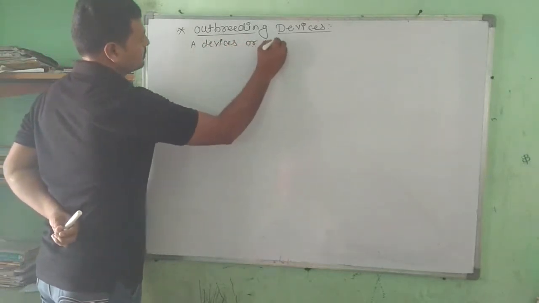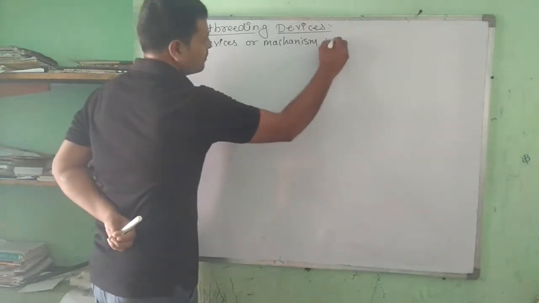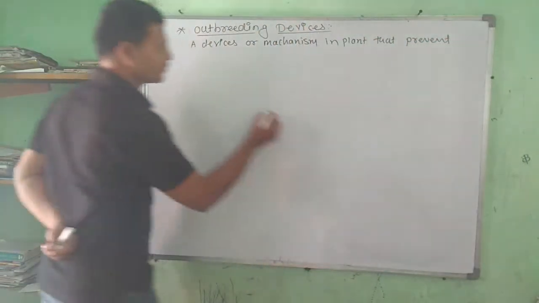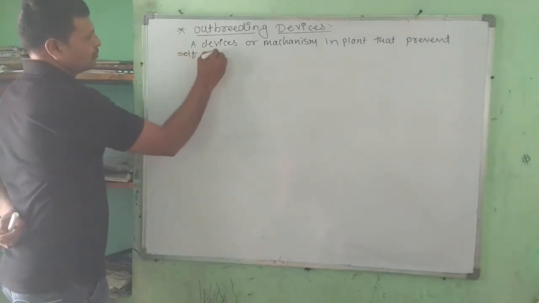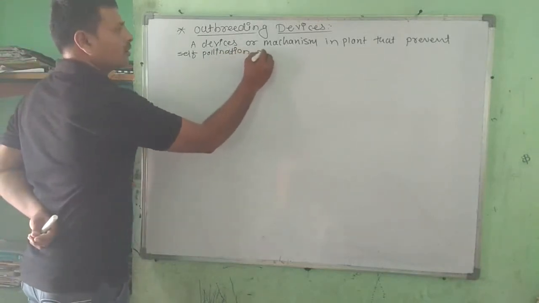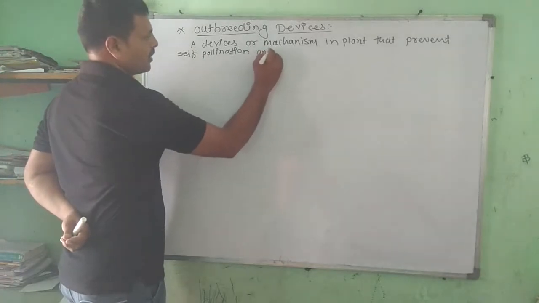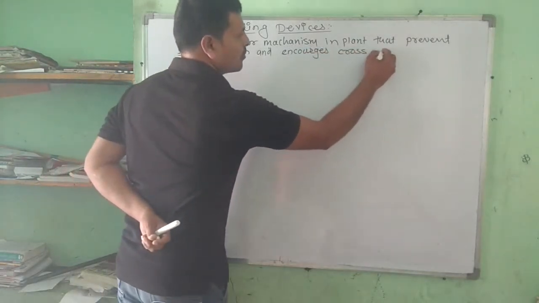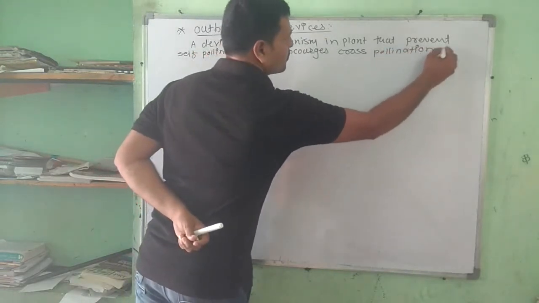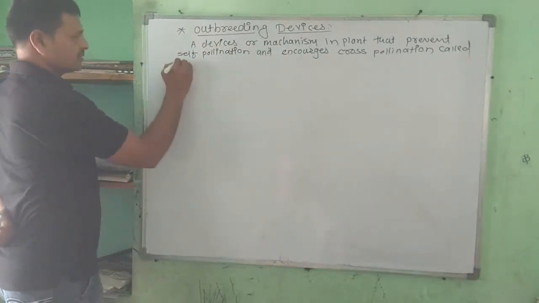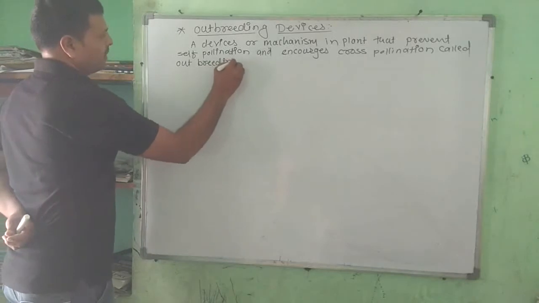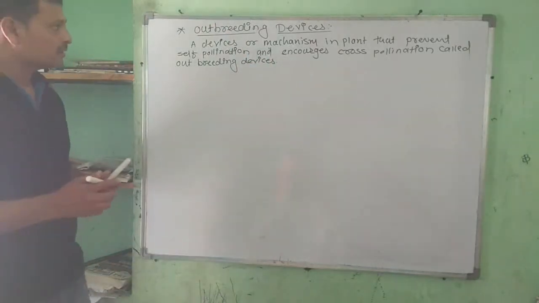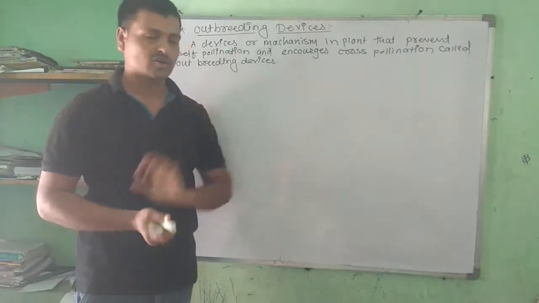Devices or mechanisms in plants that prevent self pollination and encourage cross pollination are called outbreeding devices. The mechanisms or devices that prevent self pollination and encourage cross pollination are called outbreeding devices.